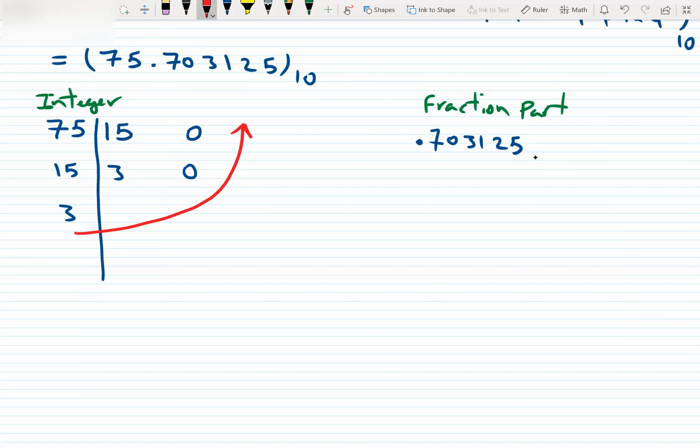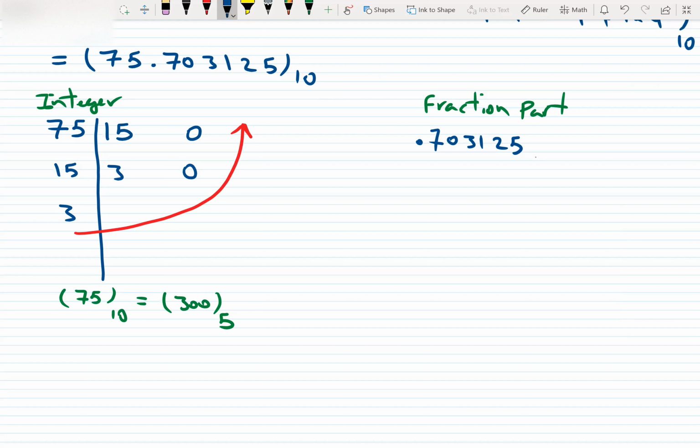So we can easily say that 75 in base 10 is 300 in base 5. So this one was for the integer part. Now let's move to the fraction part and do the conversion.